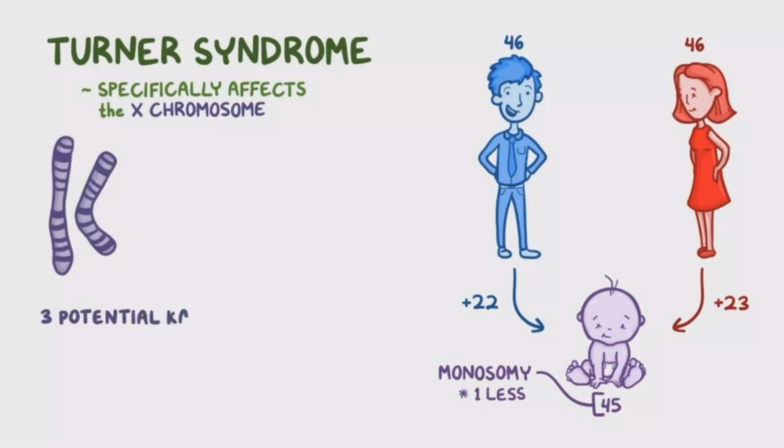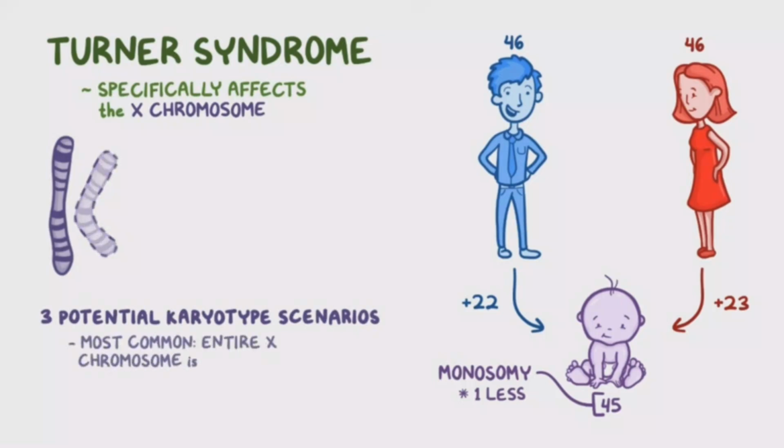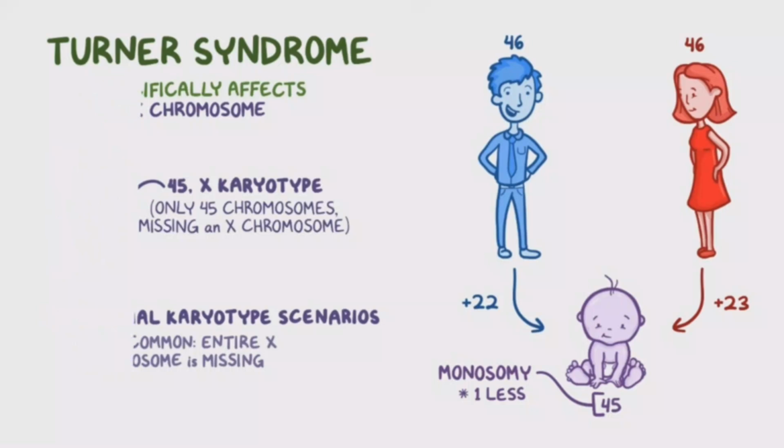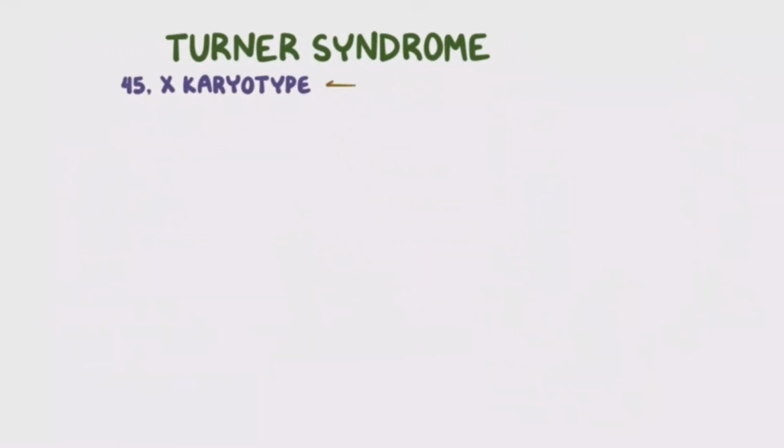There are 3 potential karyotype scenarios associated with Turner syndrome. Most commonly, an entire X chromosome is missing, giving a 45 X karyotype. In other words, the person only has 45 chromosomes, missing one of the X chromosomes. This can happen as a result of non-disjunction of sex chromosomes during meiosis, and it happens more frequently in sperm cells, but egg cells can also be affected.